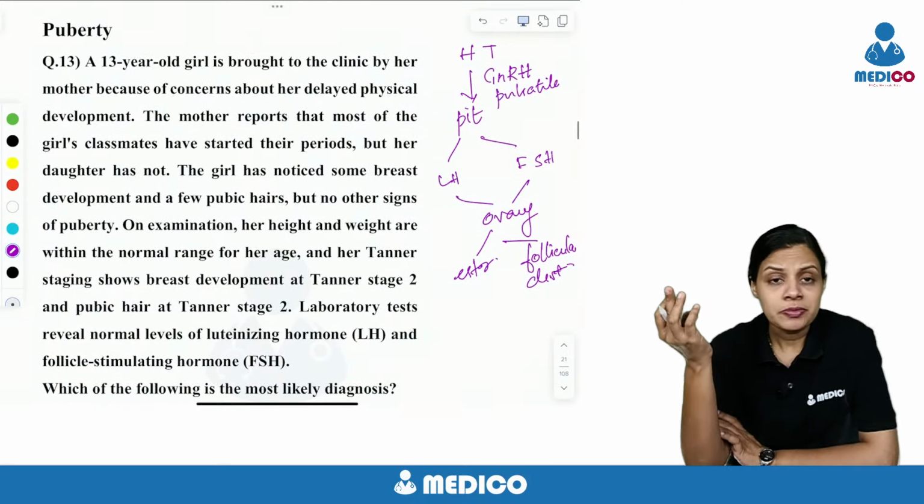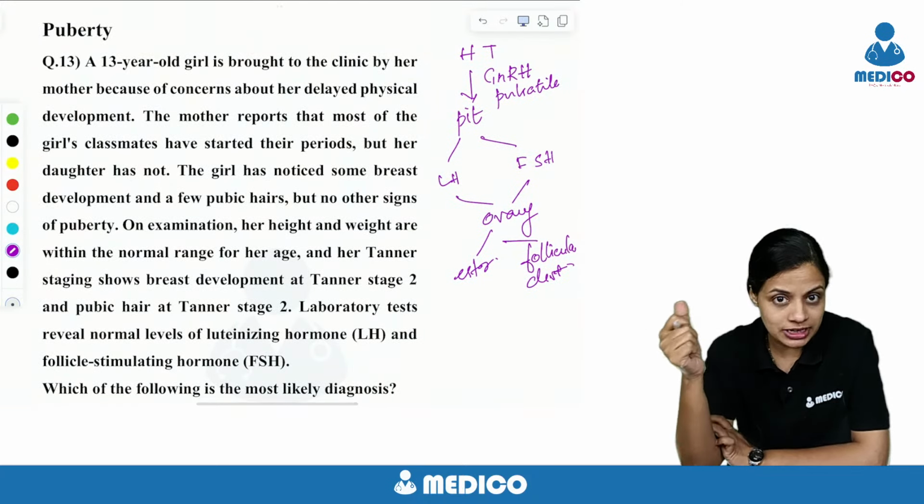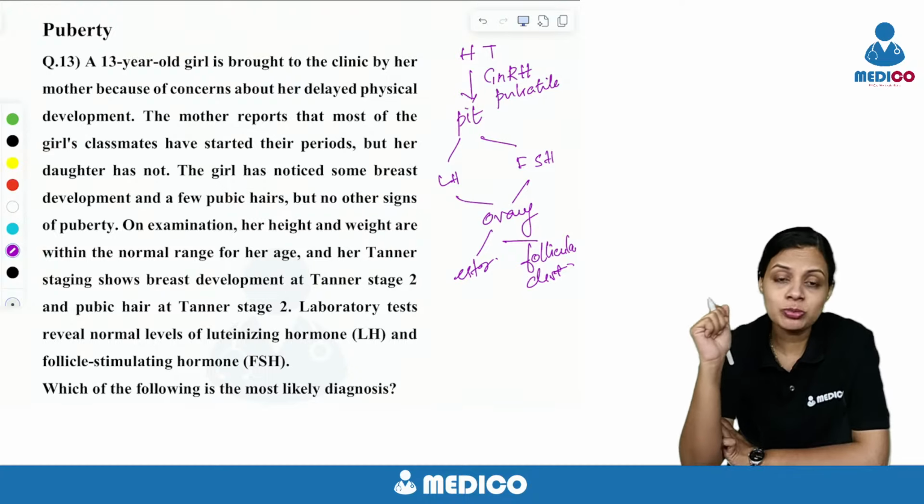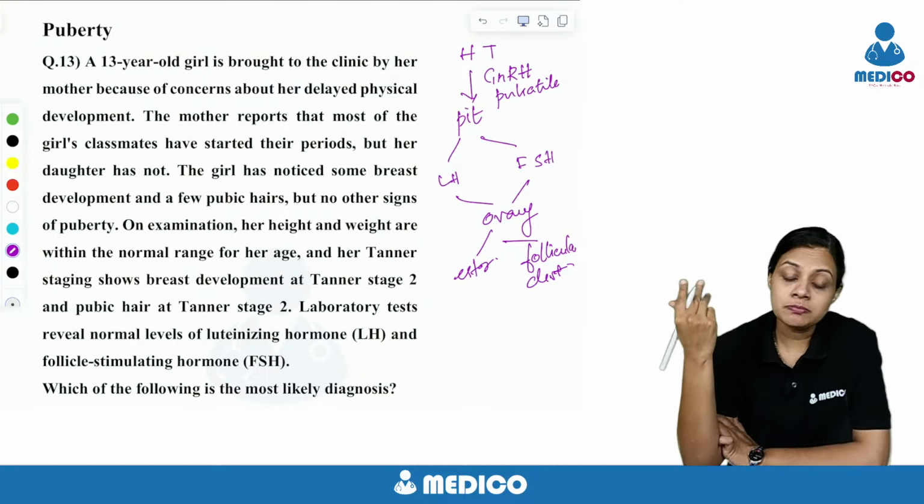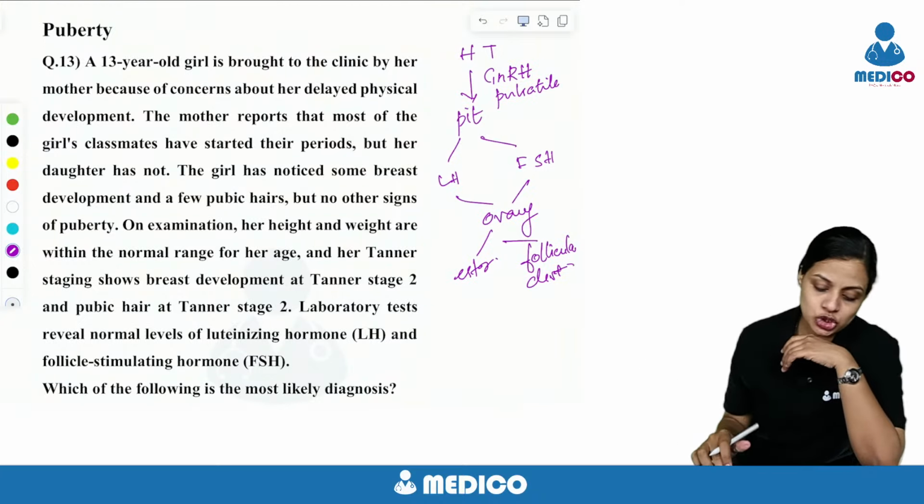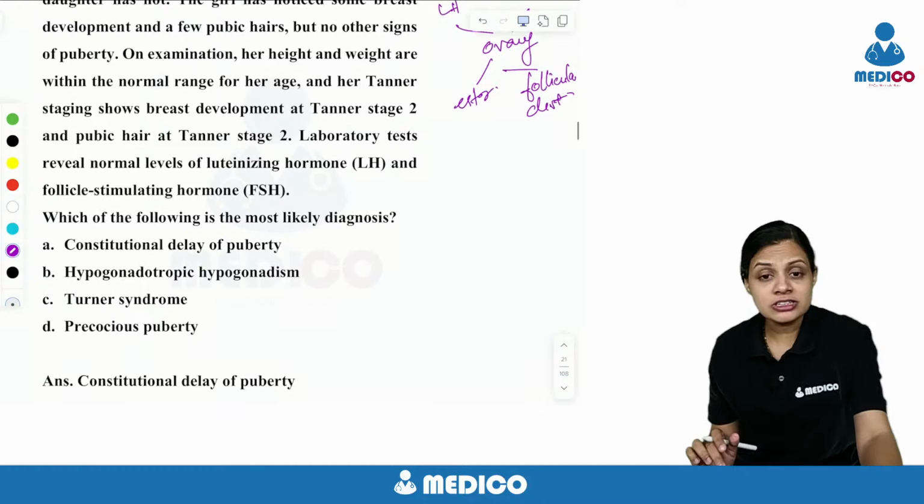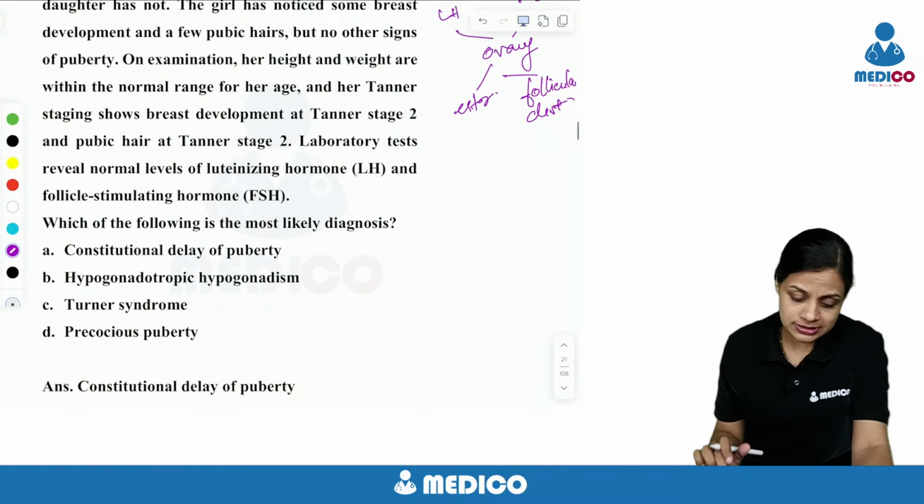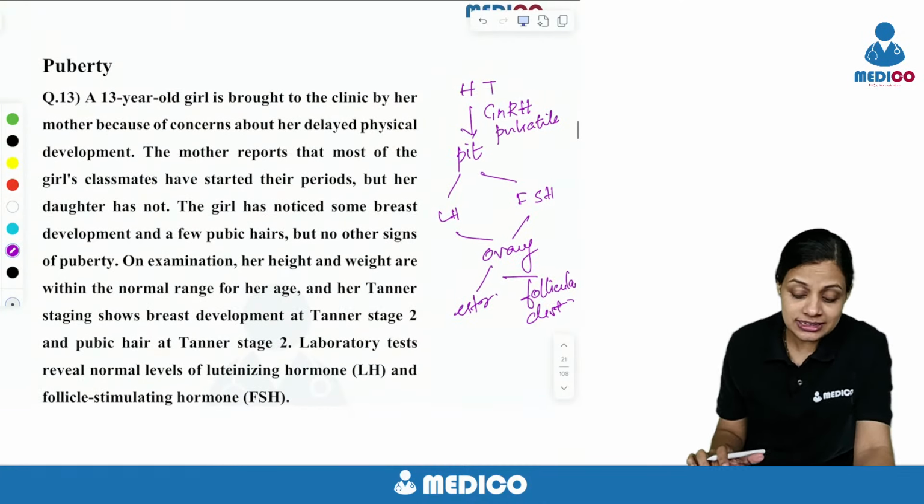In puberty, there is thelarche or breast budding, which is the first visible sign of puberty. It is followed by pubarche. Then there is an increase in height, and then finally menstruation. Normally, puberty occurs at around 8 to 12 years. Here, this girl is 13 years.